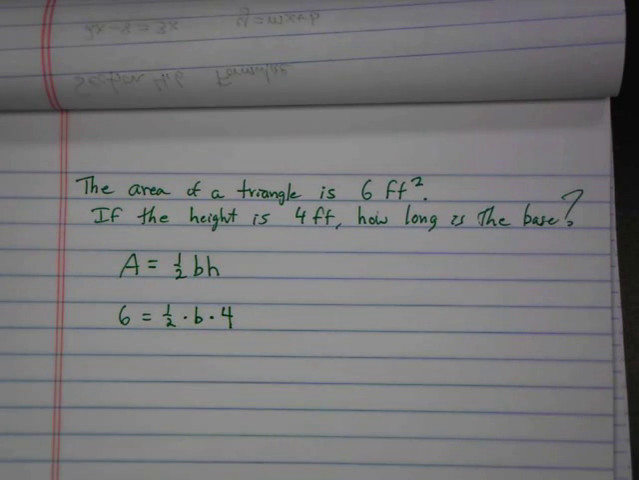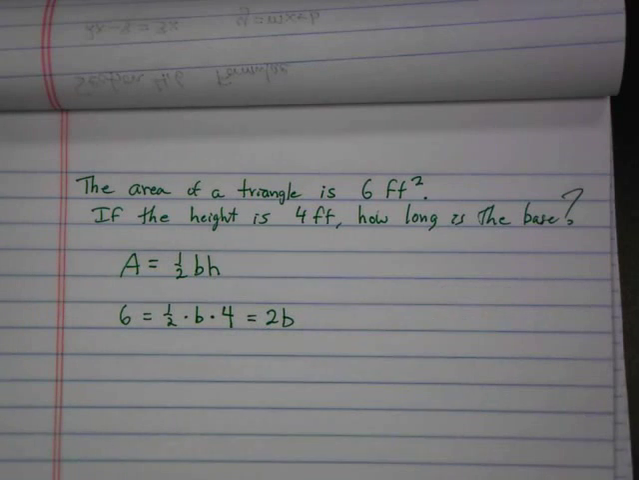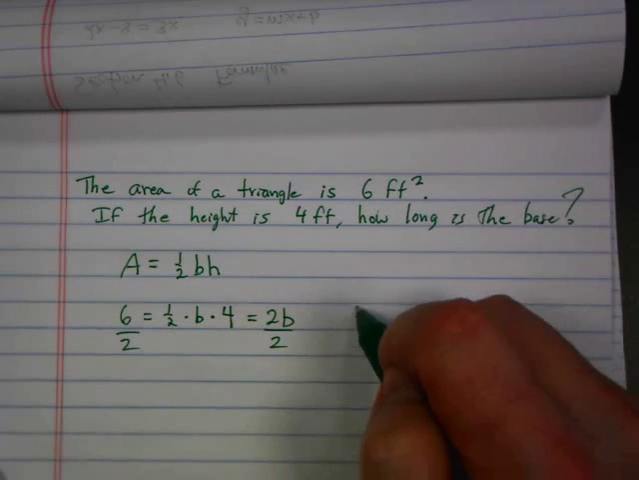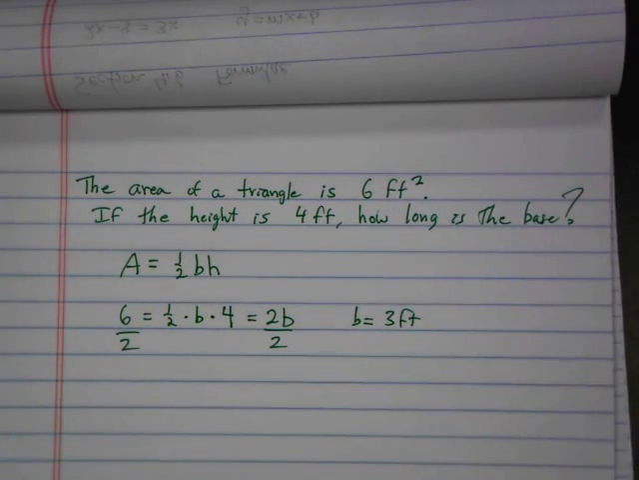Okay? Anyway, for this problem, we know A is 6, and we know H is 4. What are you going to do? 1/2 times 4 is 2. So you can simplify the right-hand side. It's just 2b. Divide. B is 3 feet. Questions on that?